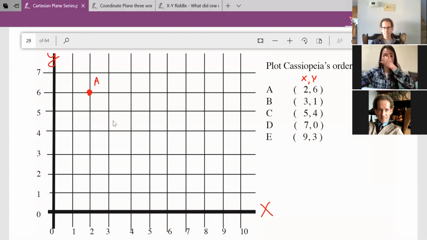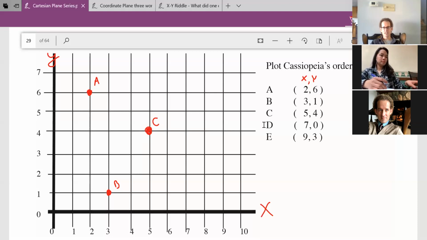And then your second point is 3, 1. So that means the first number I go sideways, 1, 2, 3, and then I go up 1. Label this B. And then my third one is 5, 4. So I go sideways first, 5, and I go up 4. Now I'd label this point C.